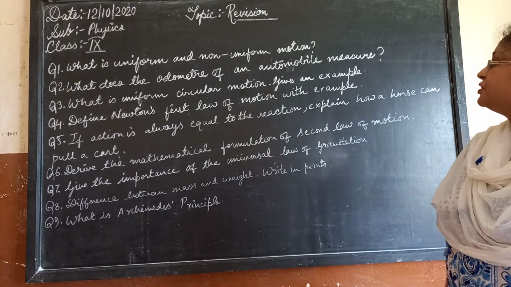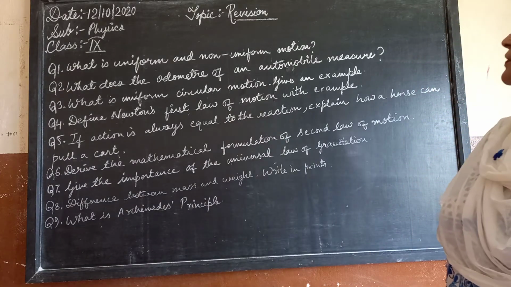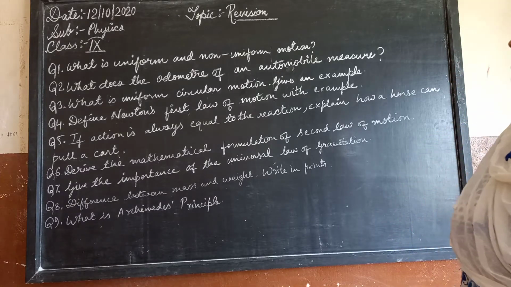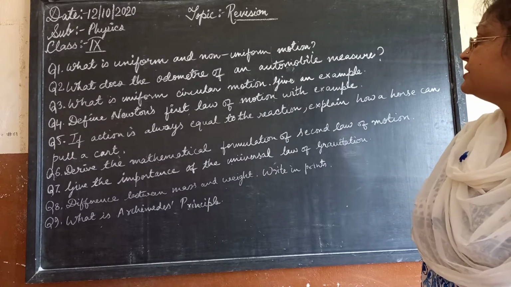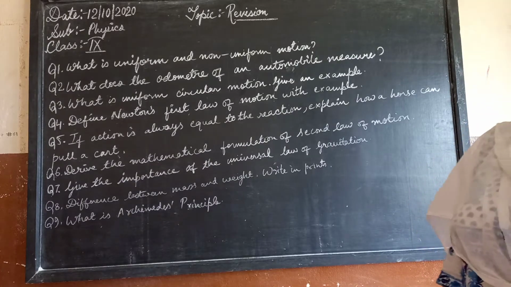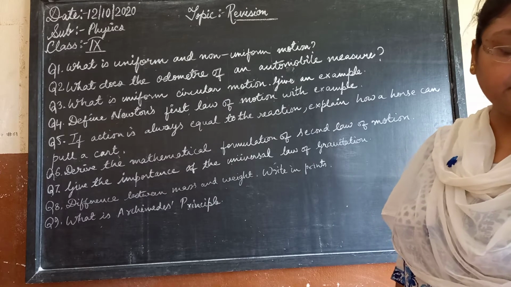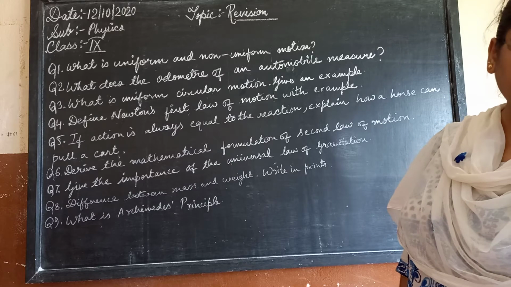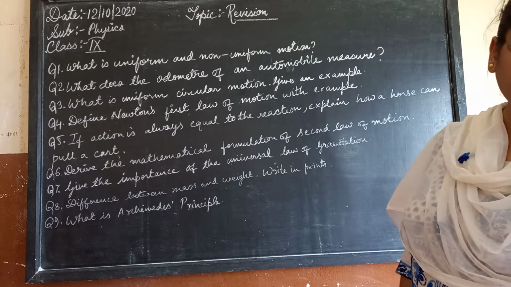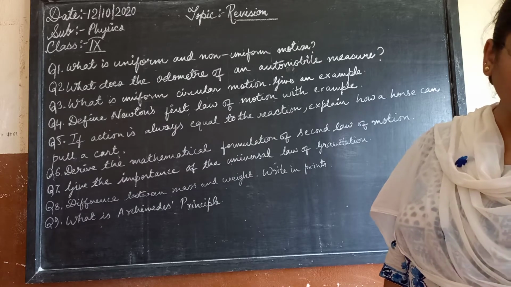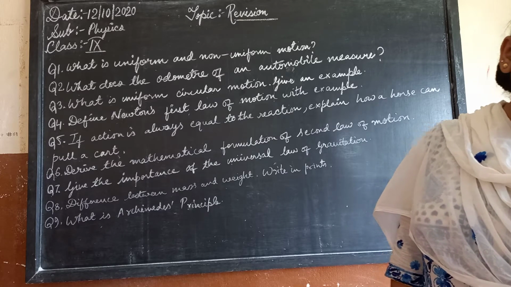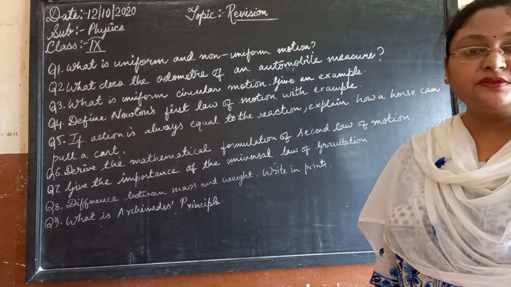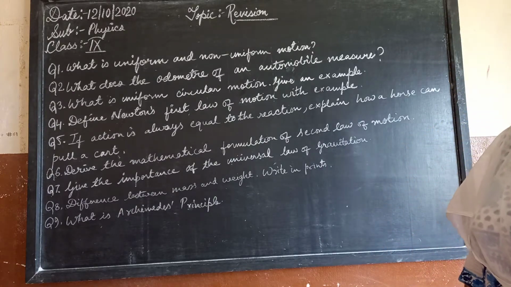What does the odometer of an automobile measure? The odometer of an automobile measures the distance traveled by the automobile. What is uniform circular motion, and give an example? Uniform circular motion is the motion of a particle in a circular path which is steady. In other words, if an object moves in a circular path with uniform speed, it is called uniform circular motion.